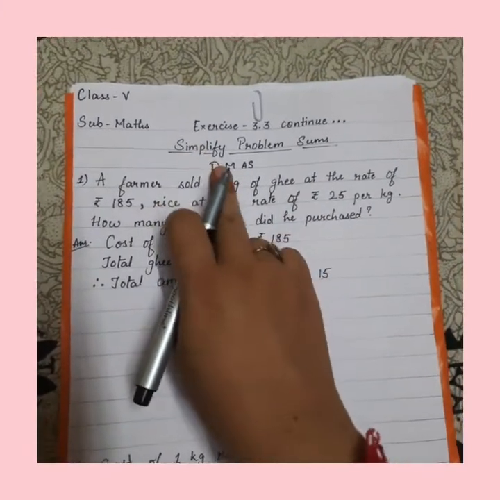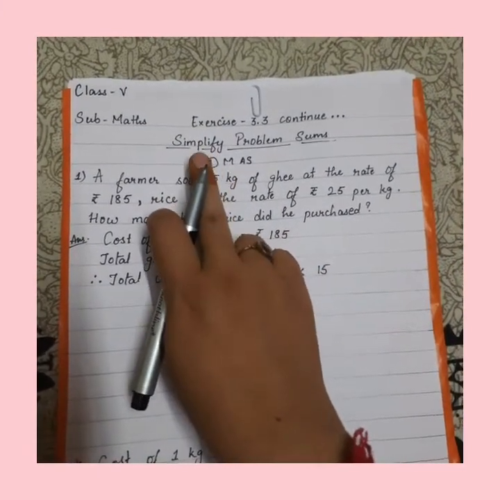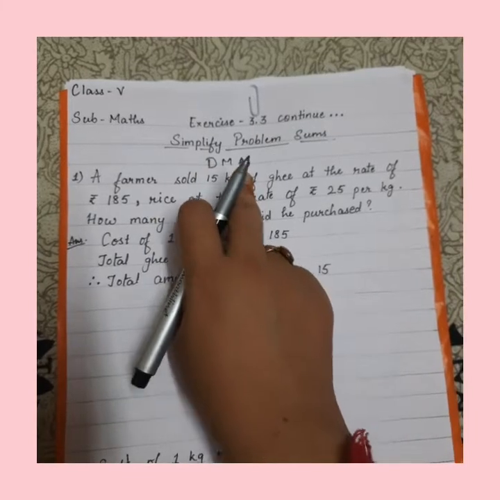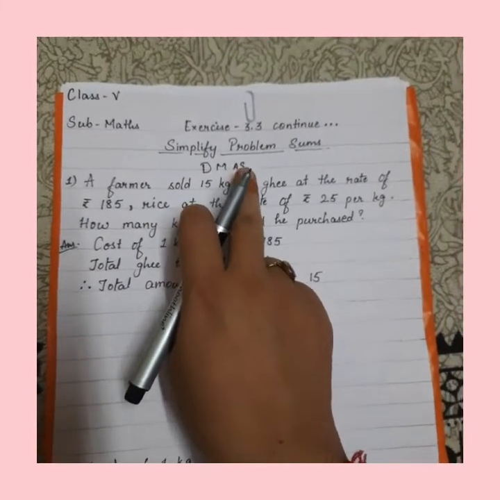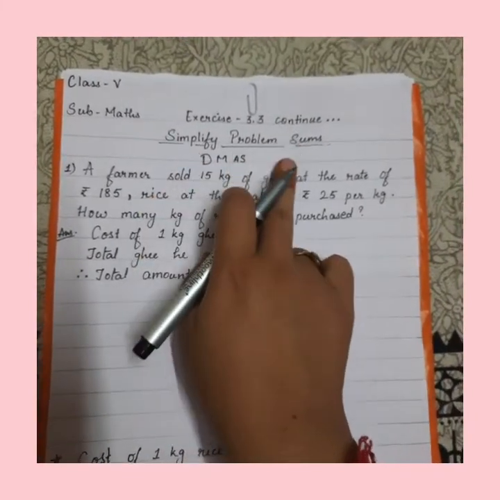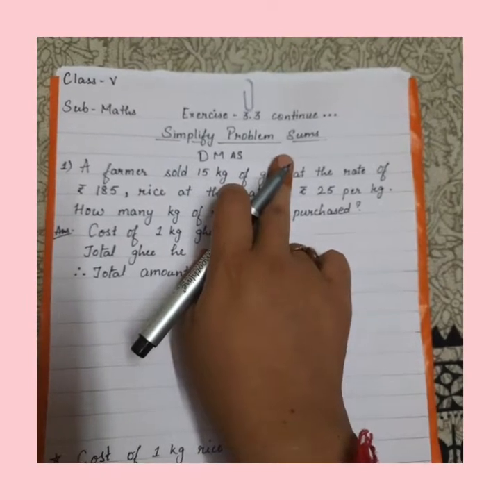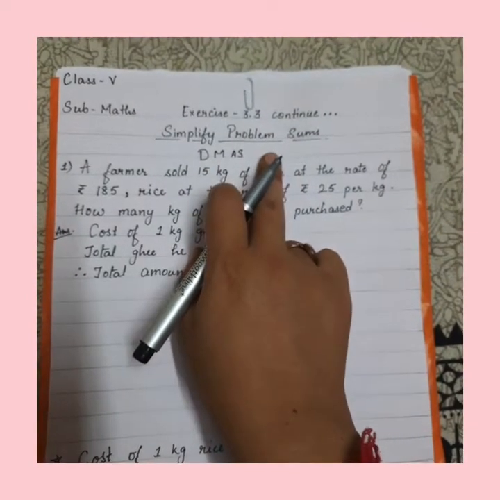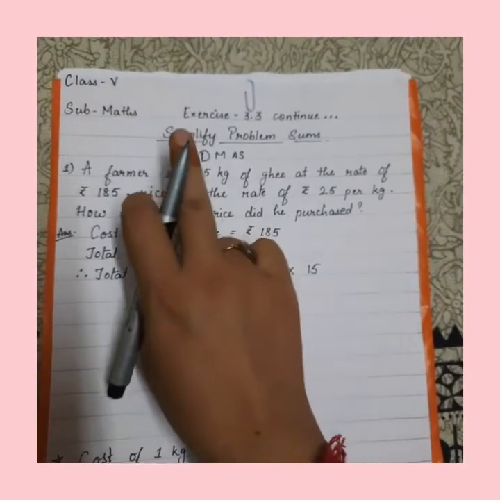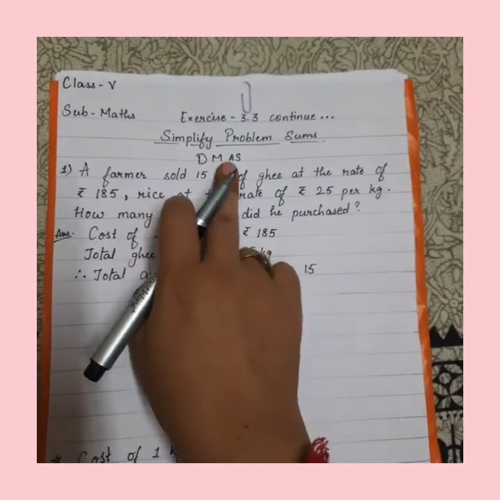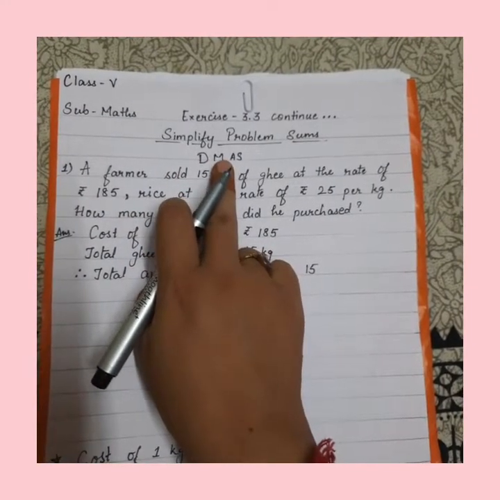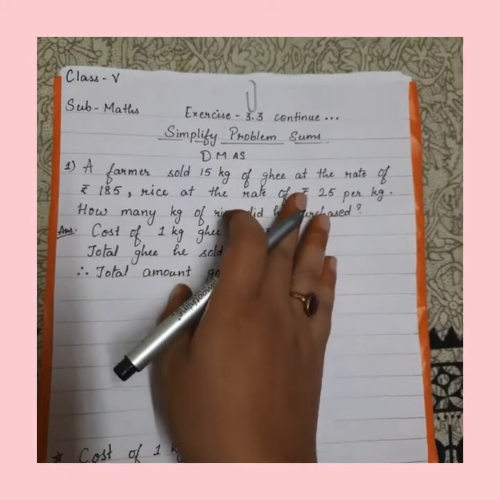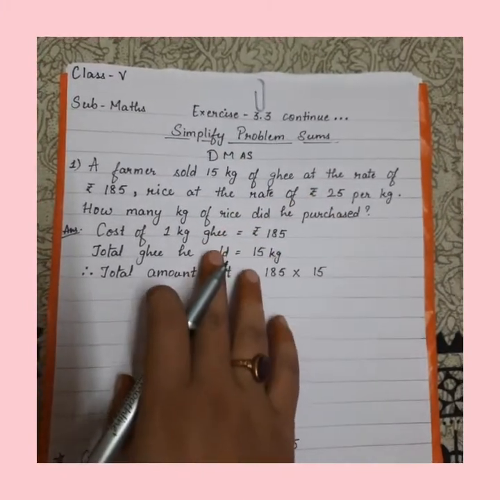So for doing simplification we have to follow this DMAS rule. Now here simplify problem sums are there. That means problem sums are there which include the rule of DMAS. By using this rule only you can solve the problem sums. Let's see what is there.